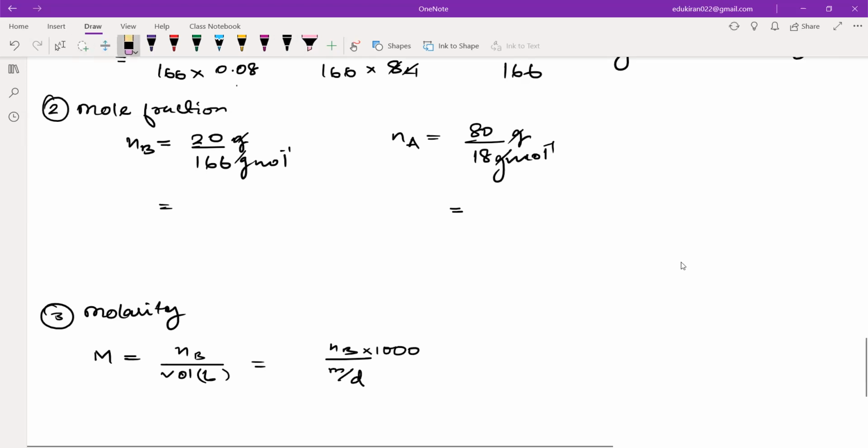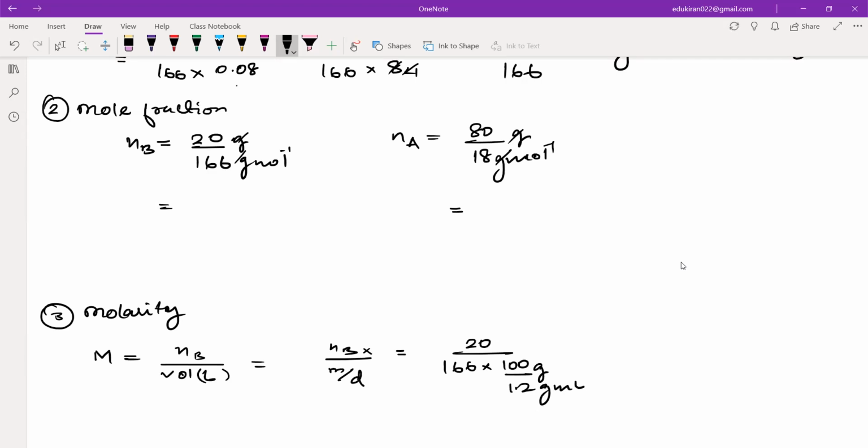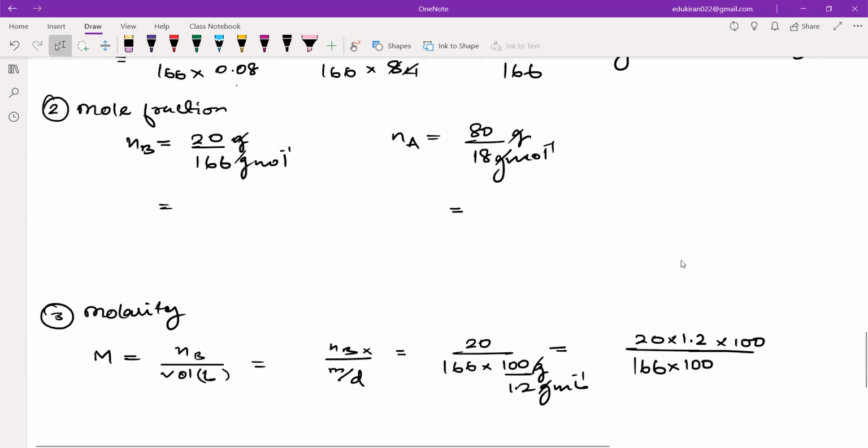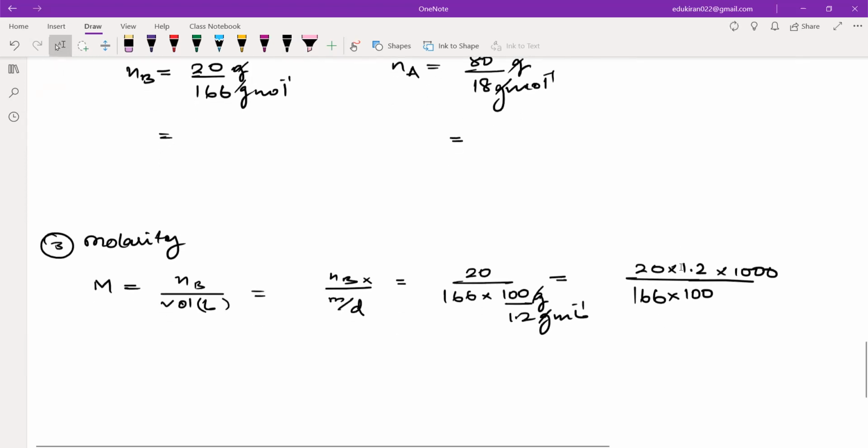If you write this, the number of moles will be equal to 20 upon 166 into the mass, which is going to be 100 grams, divided by the density, 1.2 grams per ml. Now grams and grams will cancel, and you will get everything in terms of ml. So you have to divide by 1000 also. When you divide by 1000, you multiply 1000 above. Dividing by 1000 in the denominator or multiplying in the numerator is the same thing.